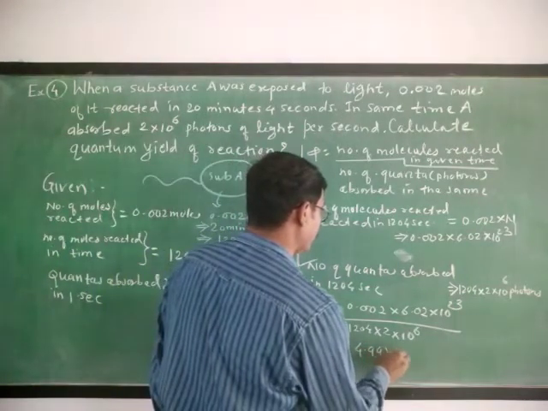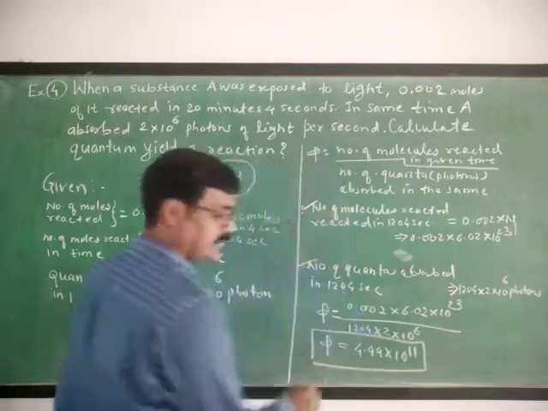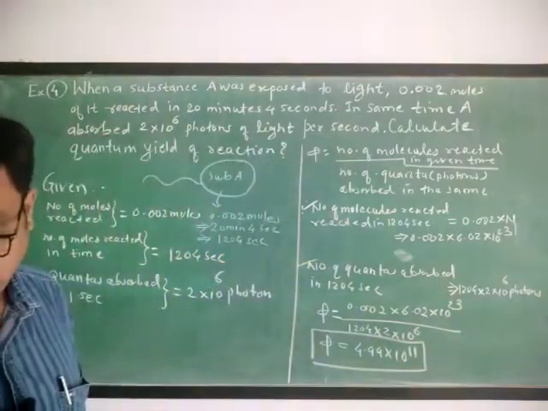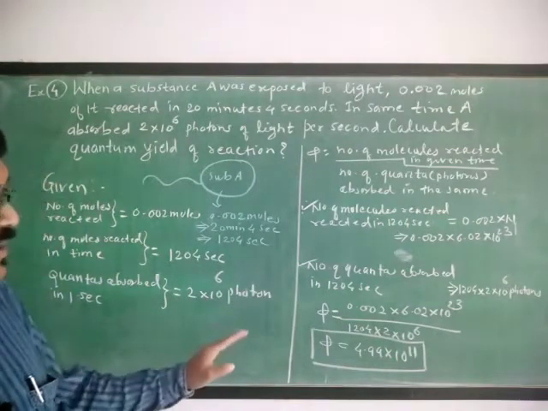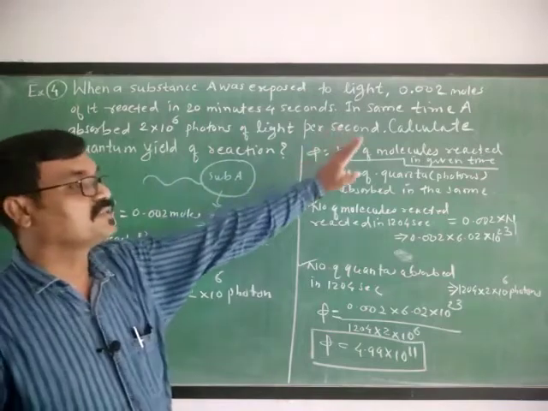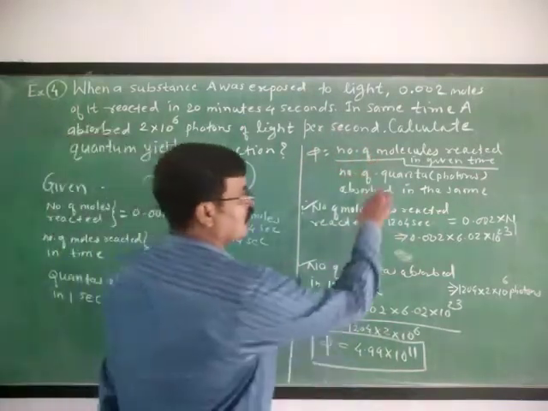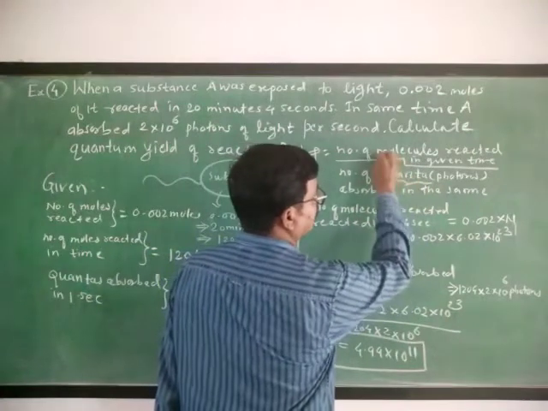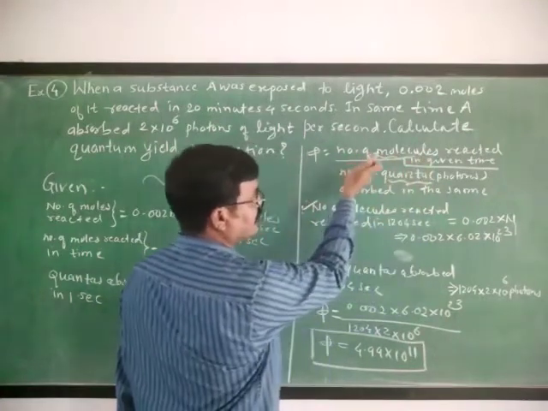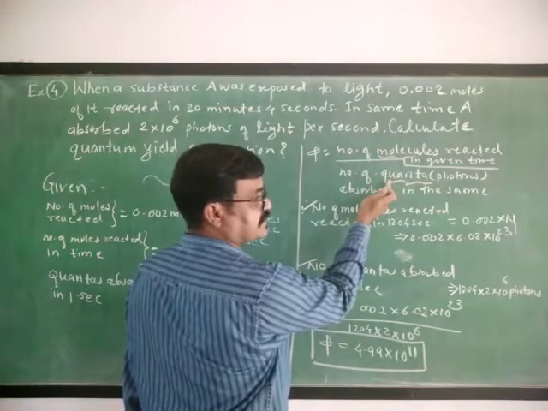4.99 into 10 raised to power 11, it is nothing but the value of phi. Now in this way this value of phi is obtained. You must know only the formula: number of molecules reacted, if molecules are there, then you have quanta at the denominator. If here there are moles, then here there are Einsteins.